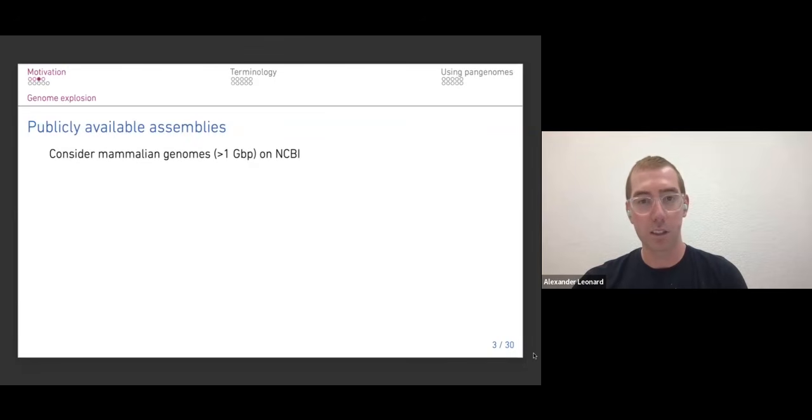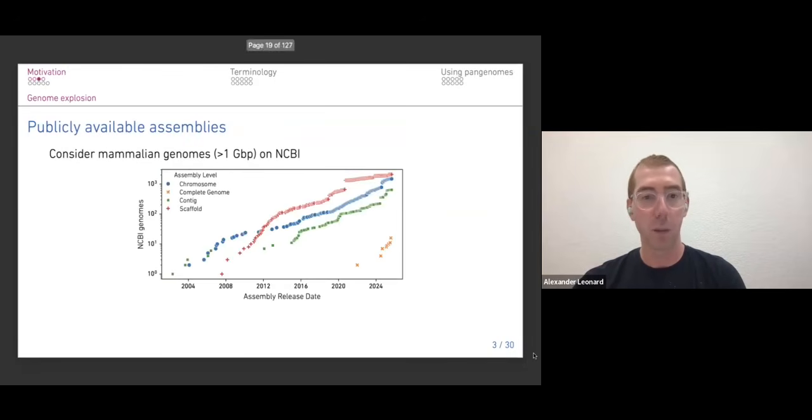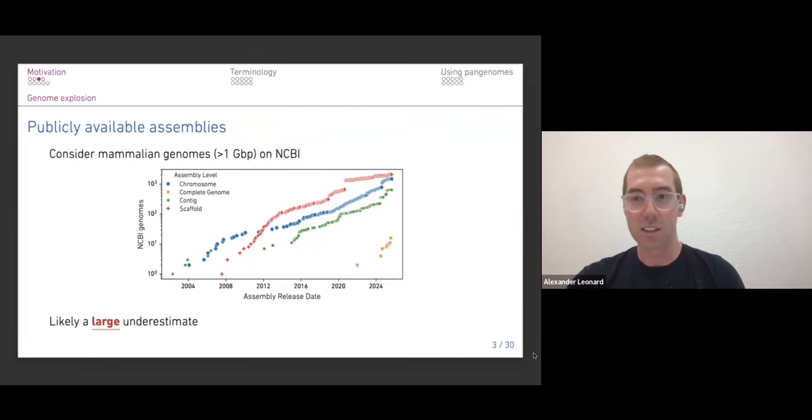And if we look at publicly available assemblies, so this is taken from mammalian genomes on NCBI that are greater than 1 gigabase, we can see here on this log scale that basically all the assembly types, so different levels of contiguity, are increasing rapidly. And this is, of course, also just public genomes, so there are many more unpublished genomes. So this is likely a large estimate. But we can see the number of genomes across, again, the same species or across multiple species is rapidly growing. So we have far more assemblies accessible today than we have had in the past.